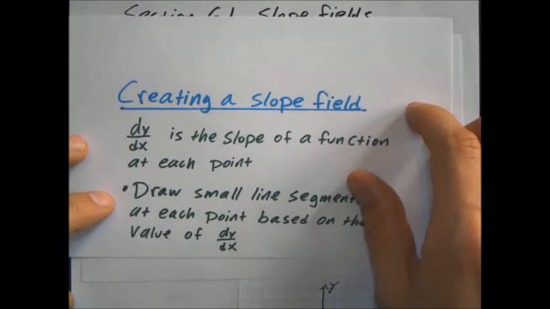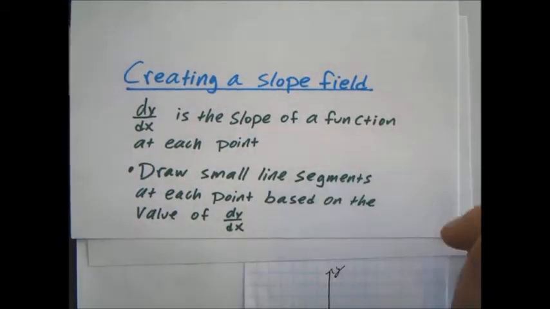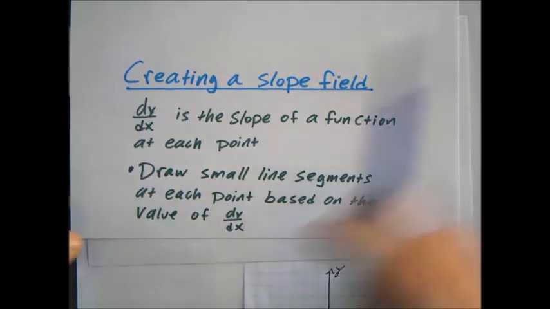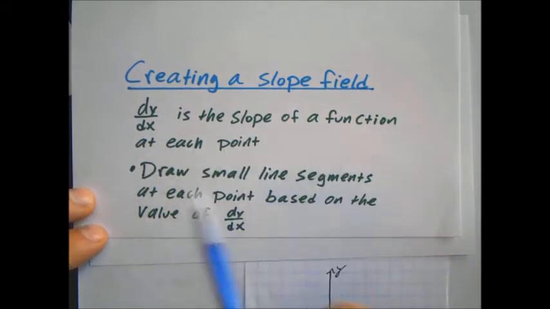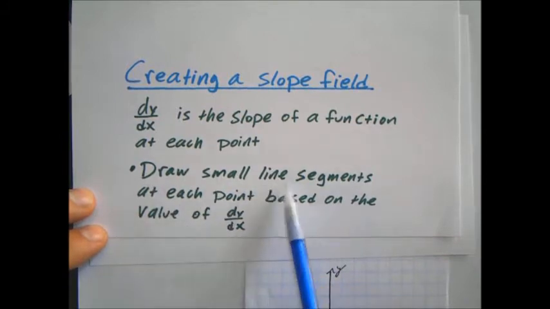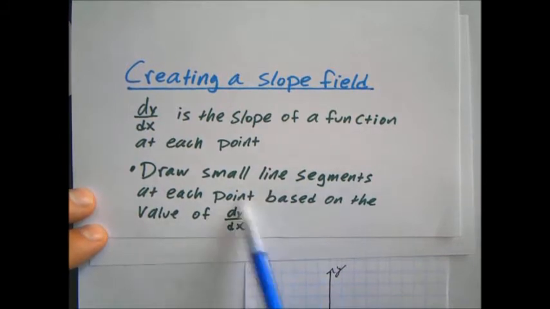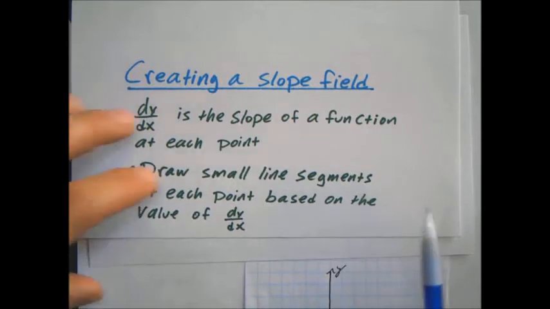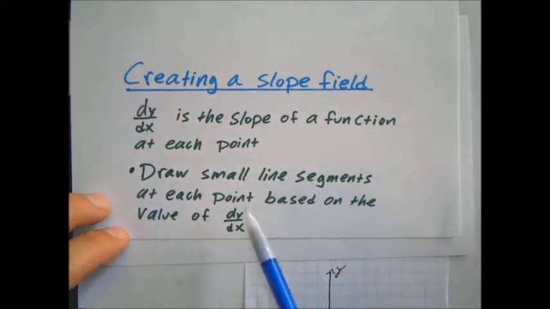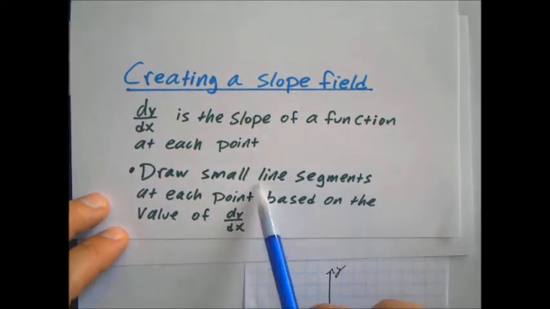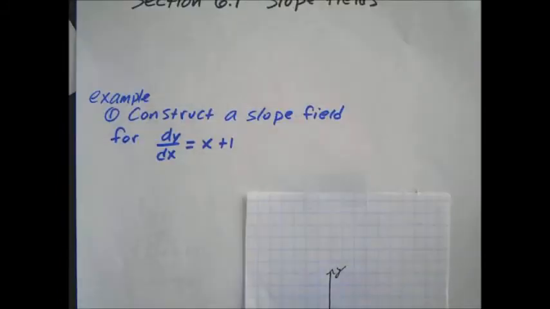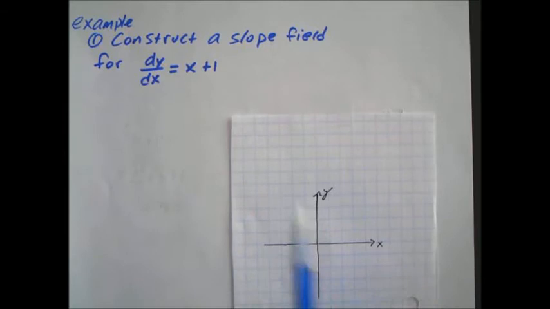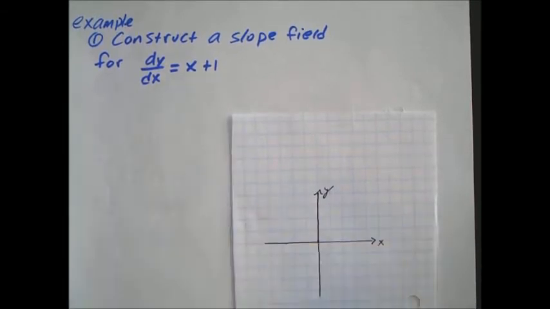So here are the guidelines I've come up with for creating a slope field. The main thing is to remember that the derivative represents the slope of a function at a point. So what we're going to do is draw small little line segments at each point, based on the value of the derivative. We're going to use the derivative to tell us what the slope is and make small line segments based on that value. So the first example is going to be the derivative is x plus 1.